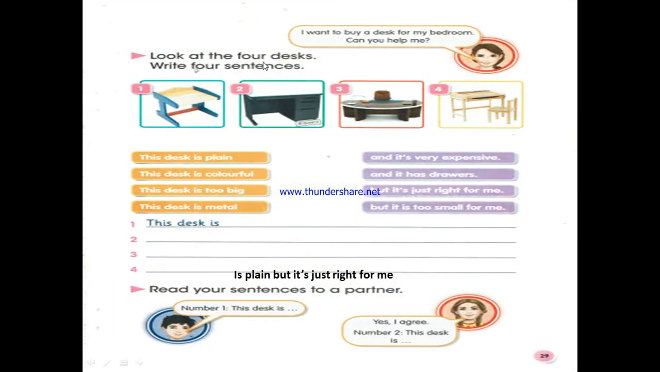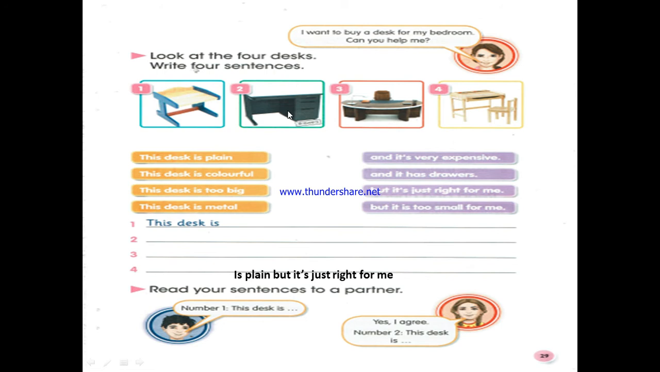Look at the four discs. Write four sentences. Go to the next page, page 29. Match with us, وصل ويانا. Look at the four pictures. All pictures have discs, كل هاي بيها طاولات. We will write four sentences here about the discs, على الطاولات. I want to buy a disc for my bedroom. Can you help me? Yes, ديما, I will help you.